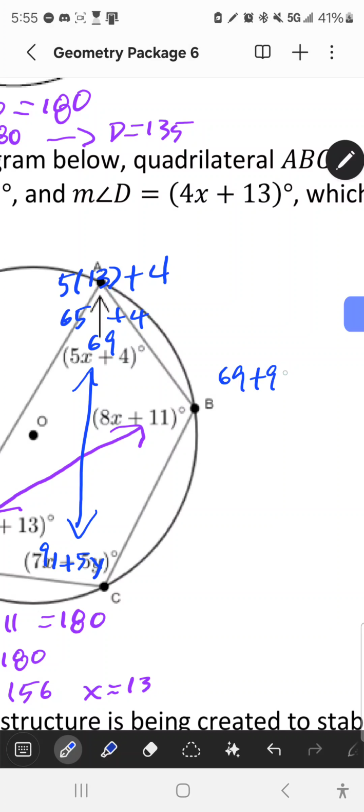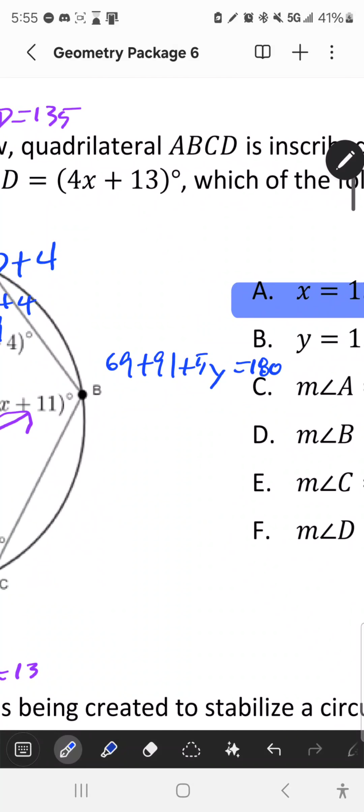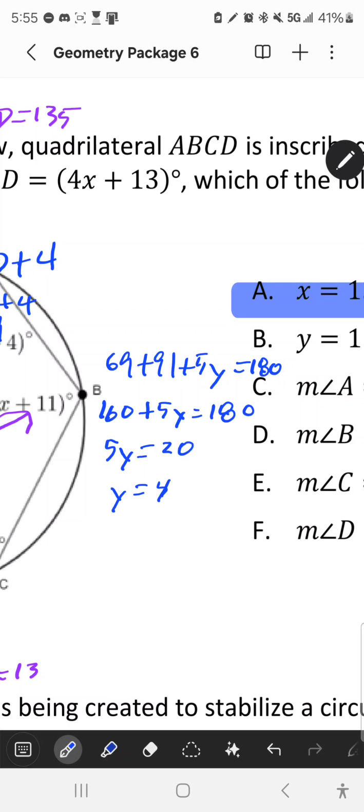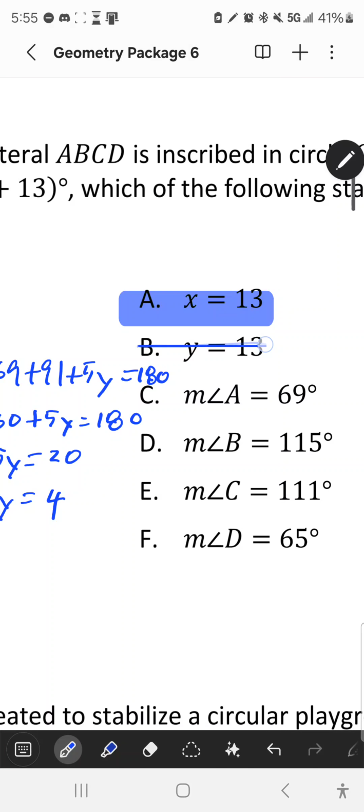Now 69 plus 91 plus 5y is going to be equal to 180. 69 plus 91 is 160, plus 5y, 180. We subtract 160 from each side. We have that 5y equals 180 minus 160, which is 20. And we divide by 5 and y equals 4, which is not what they say here.